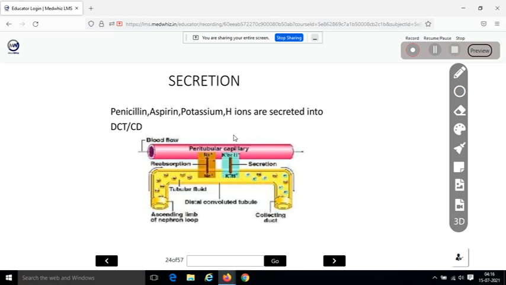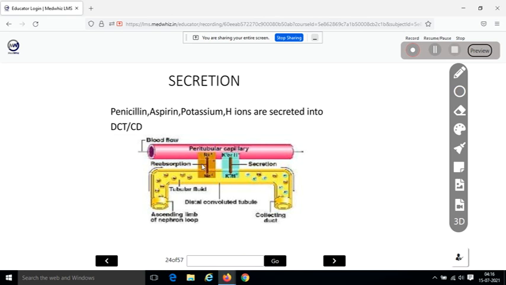So penicillin, aspirin, potassium, hydrogen ions are secreted. In the principles of chemotherapy, we learned how penicillin is secreted. So these are secreted into the distal convoluted tubule and collecting duct. So secretion is from blood to tubule, and from tubule to blood is reabsorption.